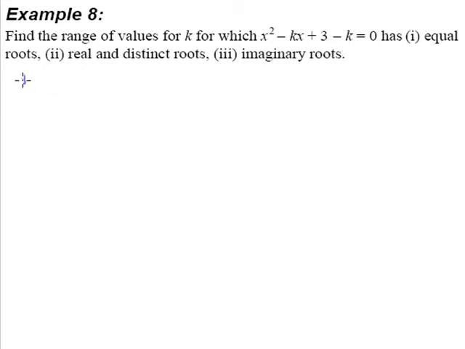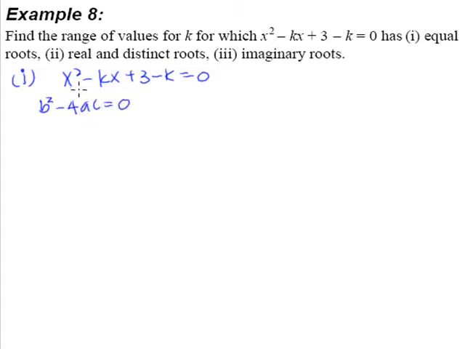So for the first part of the question, we know that this quadratic equation, x squared minus kx plus 3 minus k equals 0, has real and equal roots. So what does it mean to have equal roots? I hope you remember, having equal roots means the two roots are the same. So when that happens, it means that our discriminant, b squared minus 4ac, will be equal to 0.